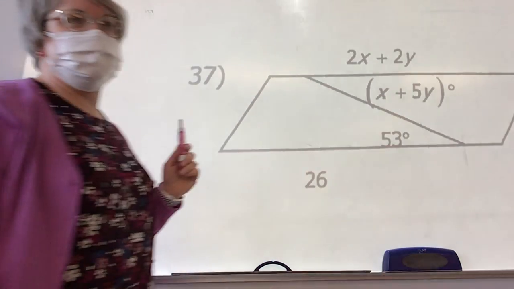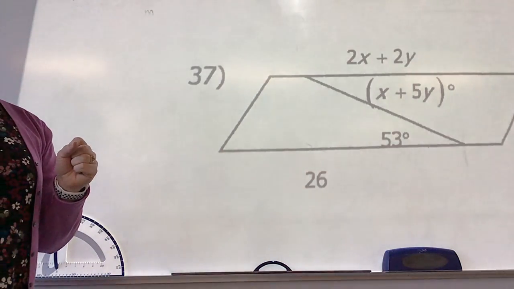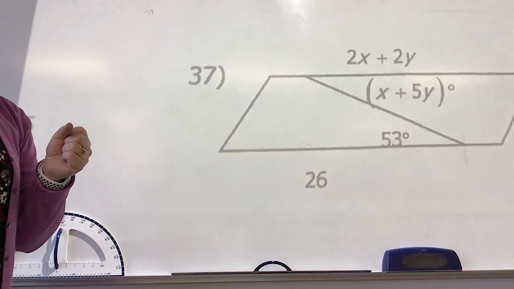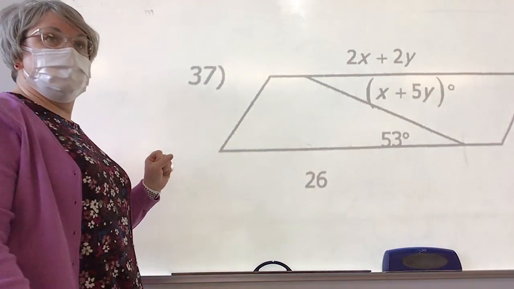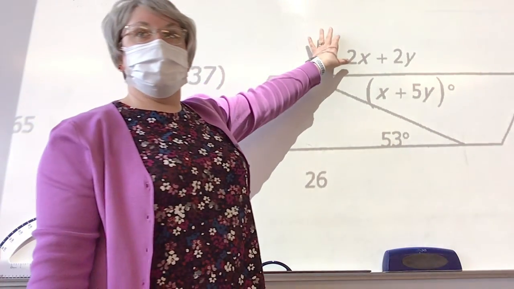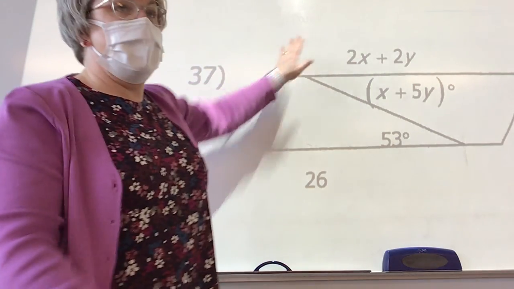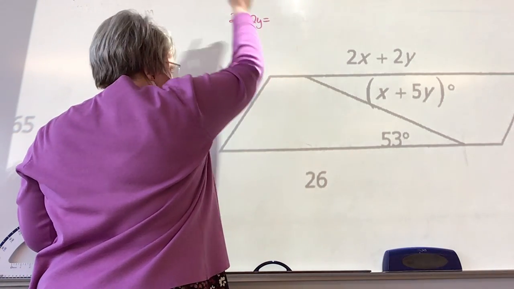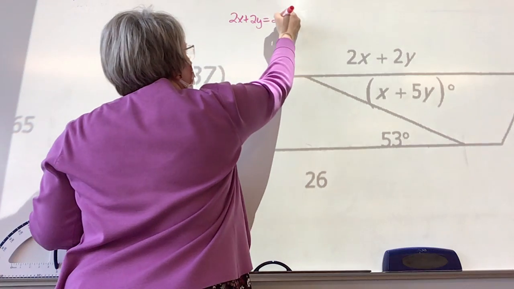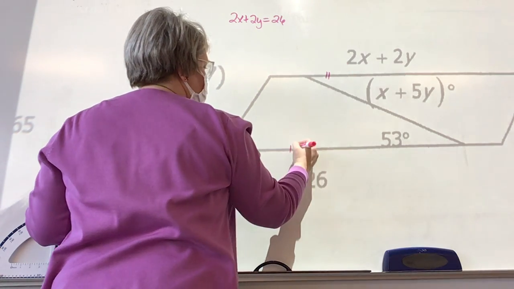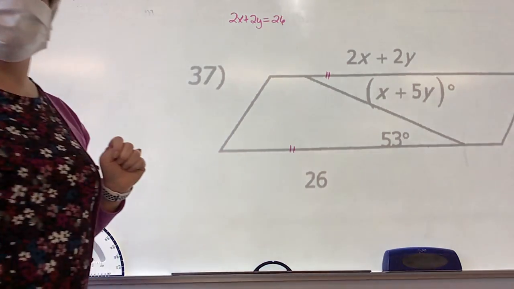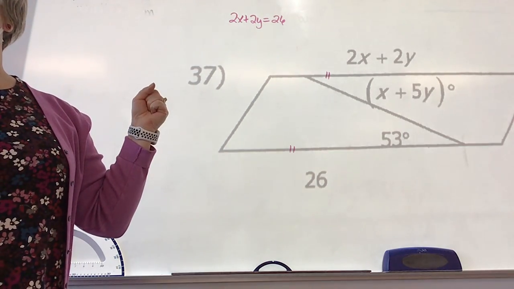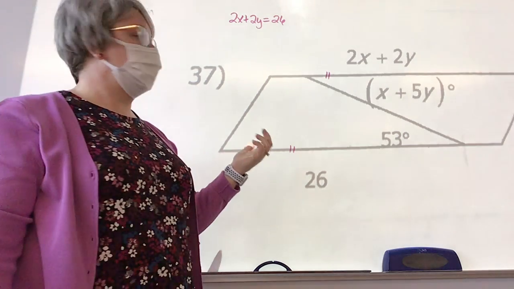Okay, what property do you see first? Because sometimes it doesn't matter which one you see. The sides are congruent. Okay, opposite sides are congruent. So we have 2x plus 2y, everybody what? Equals 26. If you want to put tick marks, great. No big deal. That doesn't get me anywhere. I can't do a darn thing. So I look at another property.